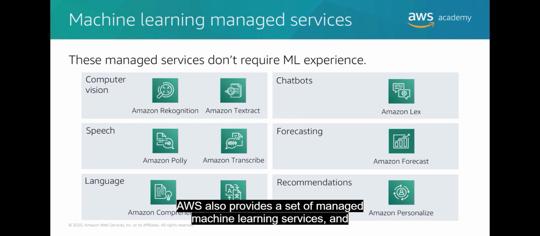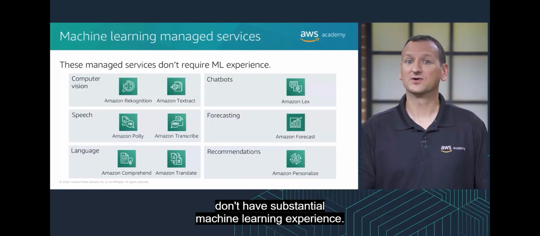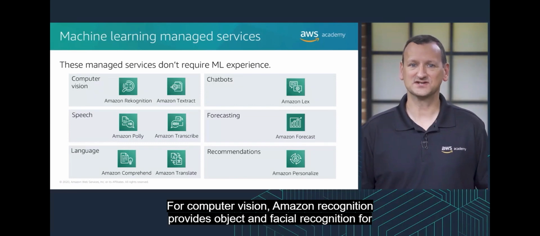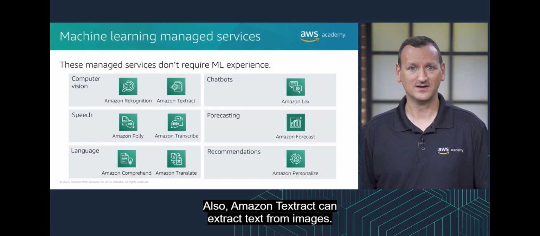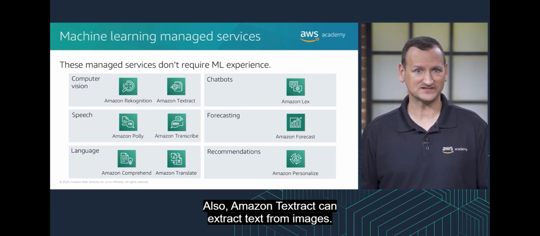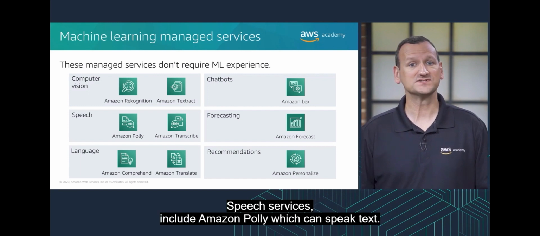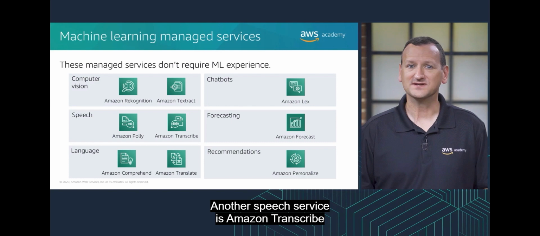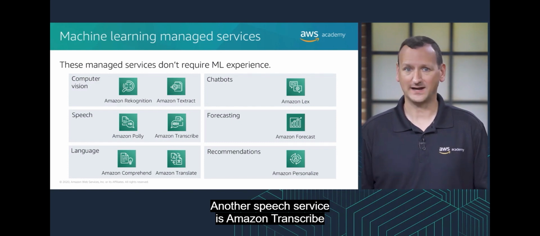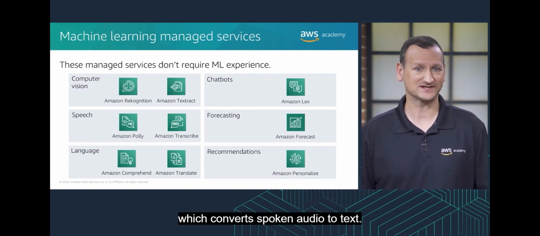AWS also provides a set of managed machine learning services, and you can integrate them into your applications even if you don't have substantial machine learning experience. For computer vision, Amazon Rekognition provides object and facial recognition for both image and video. Also, Amazon Textract can extract text from images. Speech services include Amazon Polly, which can speak text. Another speech service is Amazon Transcribe, which converts spoken audio to text.